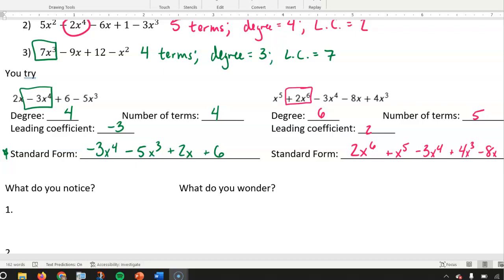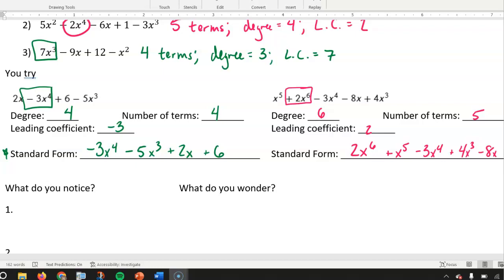All right, the last one there, we put that in standard form, so it'd be 2x to the 6th plus x to the 5th minus 3x to the 4th plus 4x cubed minus 8x. That one doesn't have a constant, which is fine. But then we have a degree there would be 6. The leading coefficient would be 2. And if you add those up, there's a total of 5 terms.